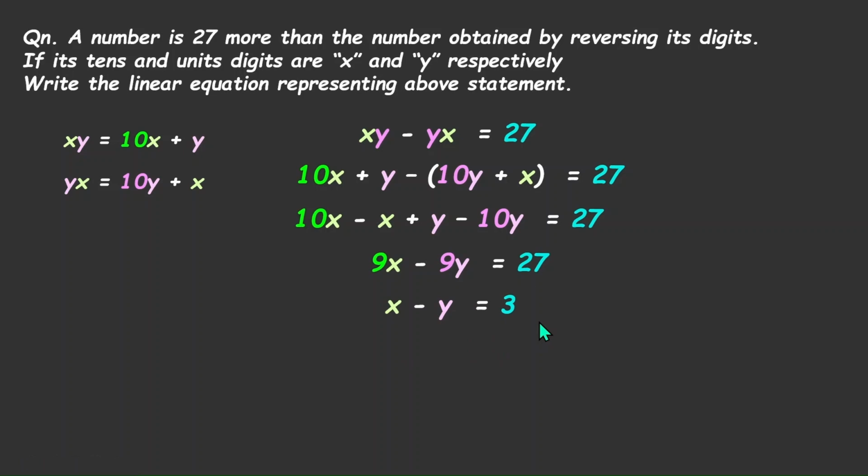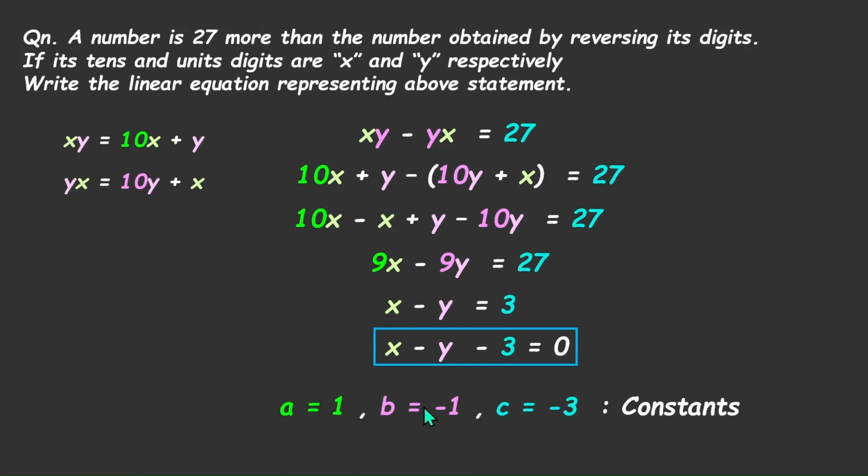Now to convert it into the standard form, we take 3 on the left side. So we get x minus y minus 3 is equal to 0. And that is it. This is our general form of linear equation in two variables, where the constants here would be 1, minus 1 and minus 3. So a is equal to 1, b is equal to minus 1 and c is equal to minus 3. And our variables are x and y.